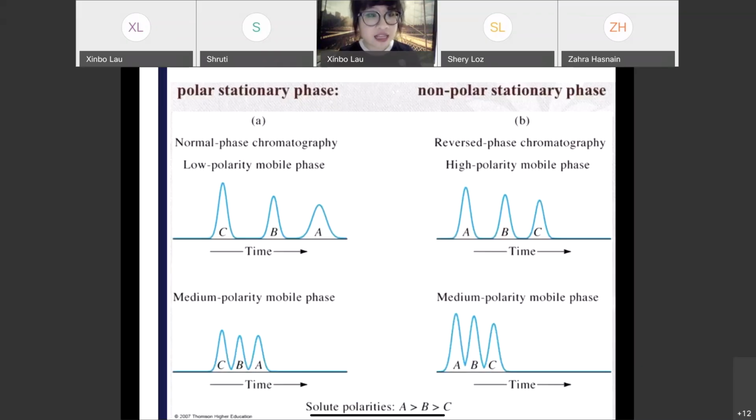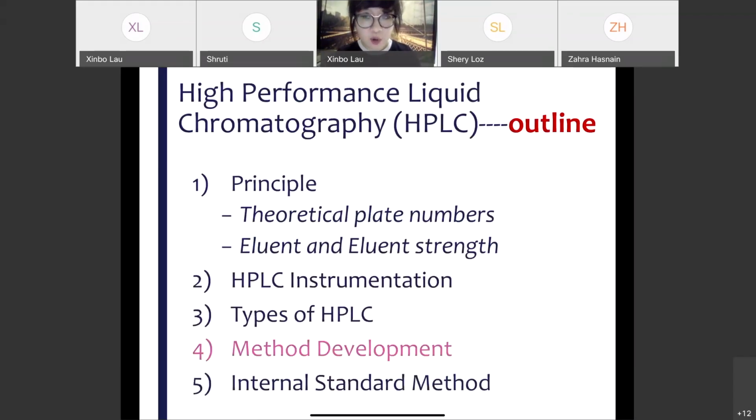And then I just have, as a comparison, a polar stationary phase and a non-polar stationary phase. If you're interested, you can look into all this. The next portion will be method development, as I mentioned.